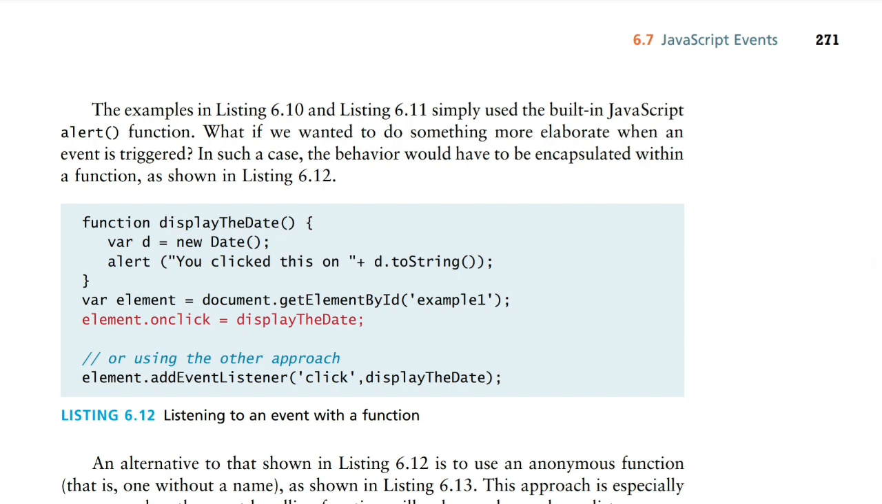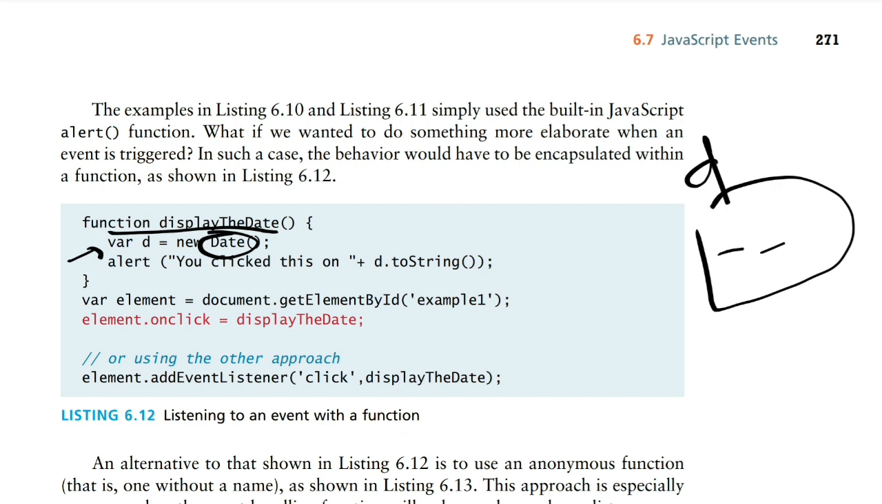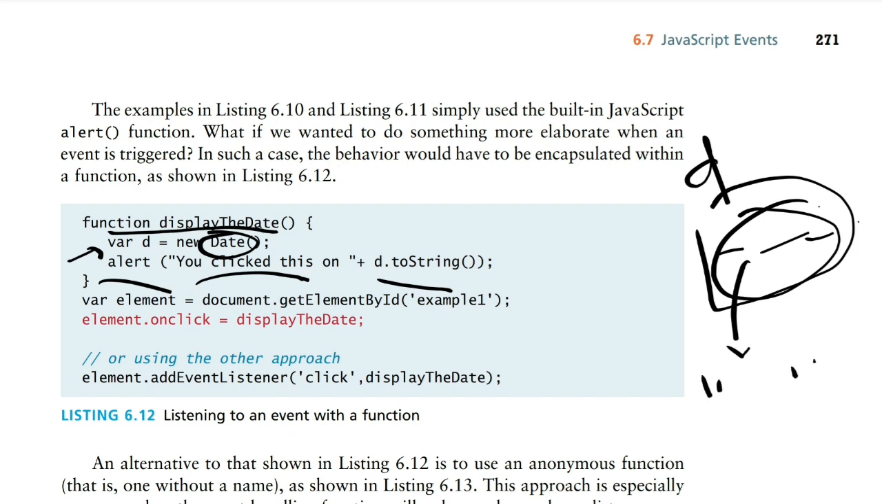Here's another example. There is a function here, display the date, and this function is getting called here. The function display the date says var d, so a d variable is created, new Date, today's date, will be stored, and alert you clicked on d.toString, so whatever date is there will be converted to a string value and displayed on the screen. So when will it happen? When you call this function.